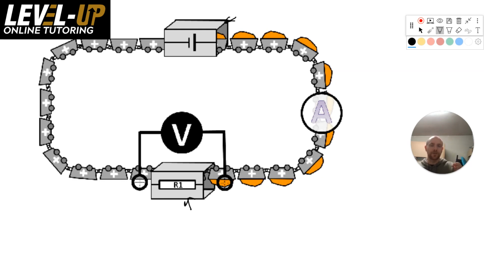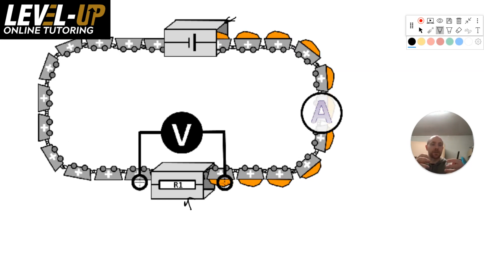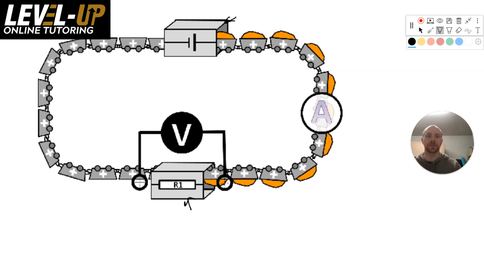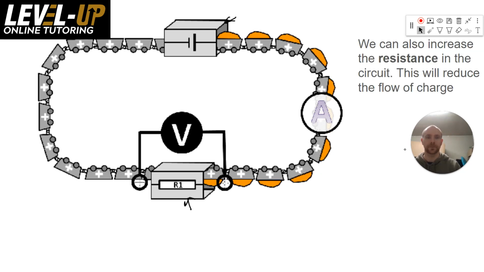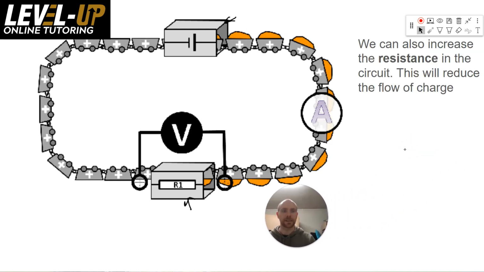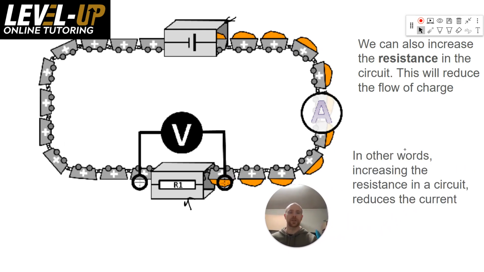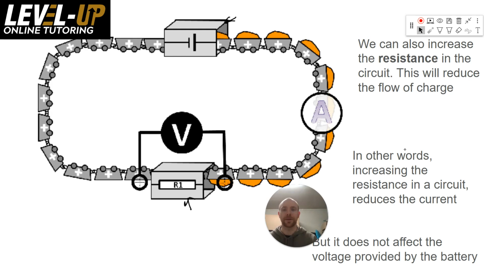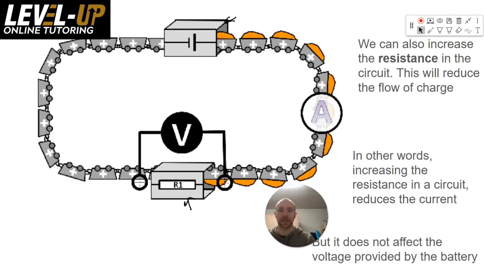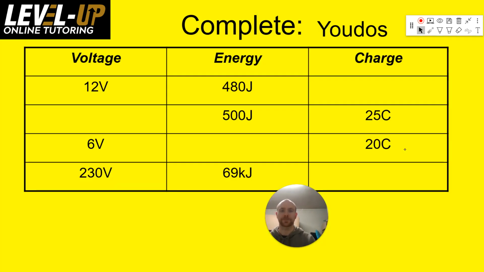As I said before, it's like a river flowing freely, and then it comes to a dam. The resistor is like the dam. It's trying to impede that current, trying to impede the flow. So if we increase the resistance in the circuit, it will reduce the flow of charge. But it will not affect the voltage. The voltage is set by what we set it at with the battery or the power pack.